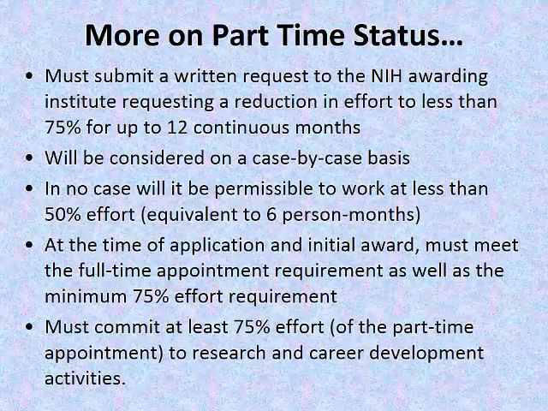So let's say you want to go part-time. What you have to do is submit a written request to NIH's awarding institution. So if your award is at the National Heart, Lung, and Blood Institute, or at the Diabetes and Digestive Diseases Institute, you write to the institute and request a reduction in effort to less than 75% for up to 12 continuous months. If you need it more than a year, you have to re-request every year.